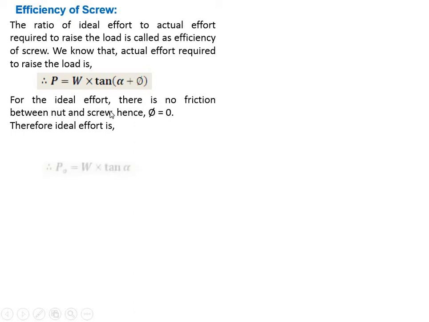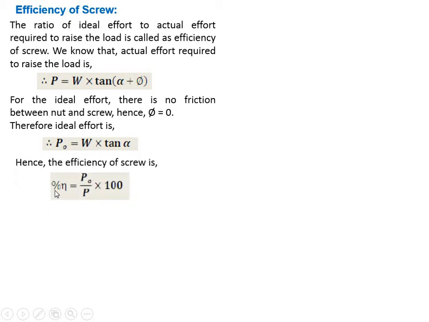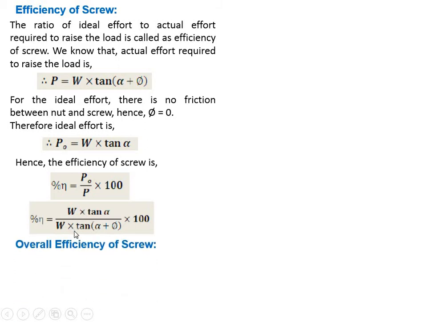Now for the ideal effort, there is no friction between nut and screw, so phi is equal to 0. The angle of friction is 0, as there is no friction. Therefore the ideal effort required, P0, is equal to W into tan alpha, as phi is 0. So only the tan alpha term will be there. Hence the efficiency of the screw is the ratio of ideal effort to the actual effort, P0 by P into 100. Percentage efficiency is equal to W into tan alpha divided by W into tan(phi plus alpha), into 100. By using this equation you can find out the efficiency of the screw.